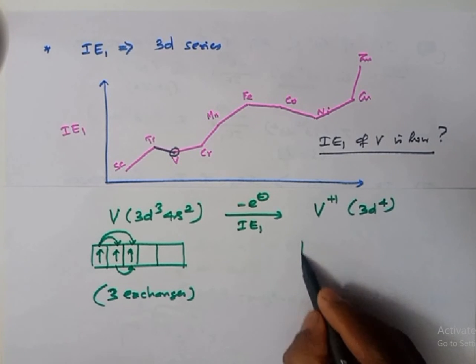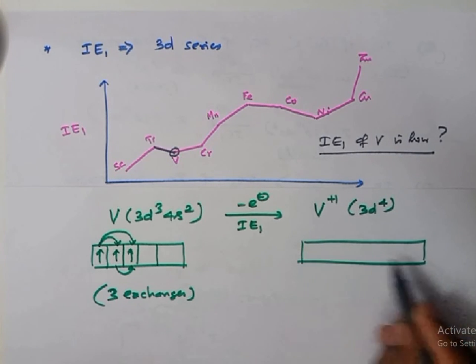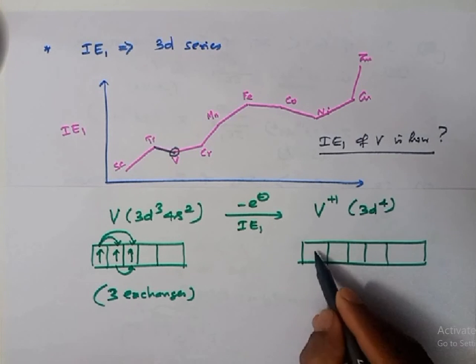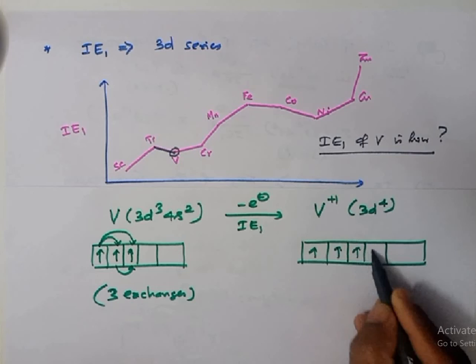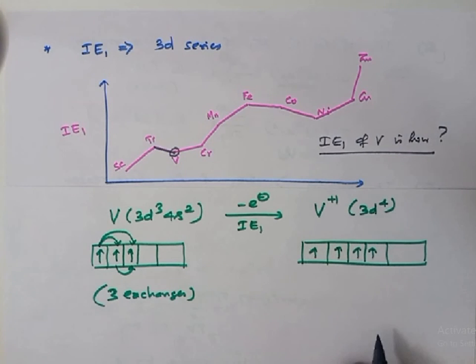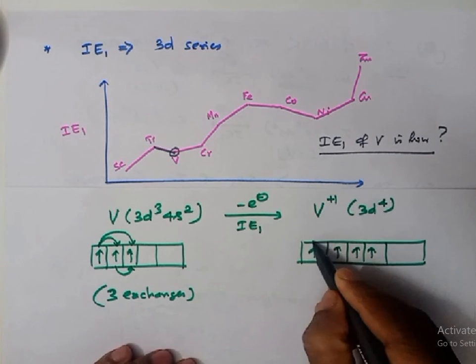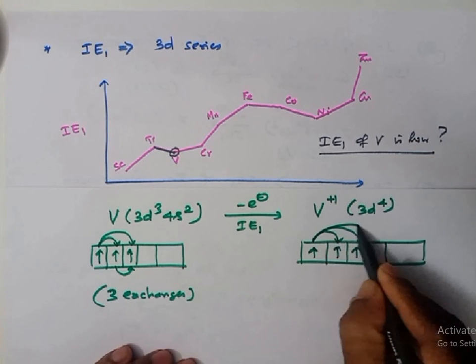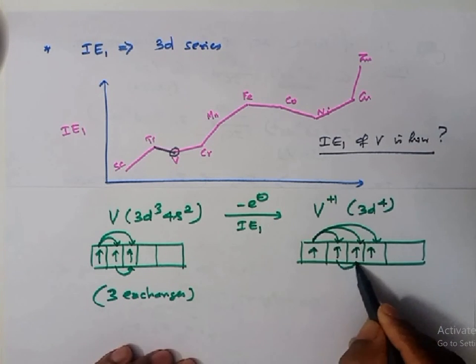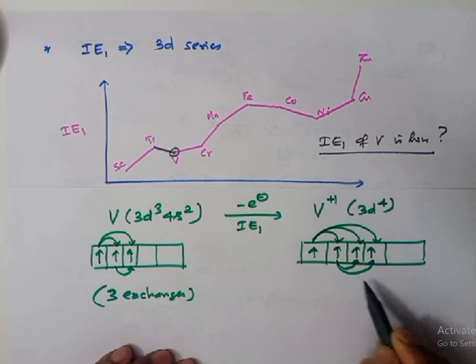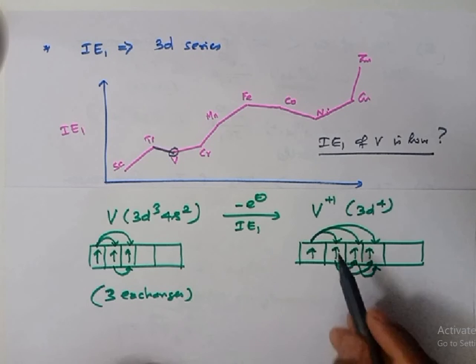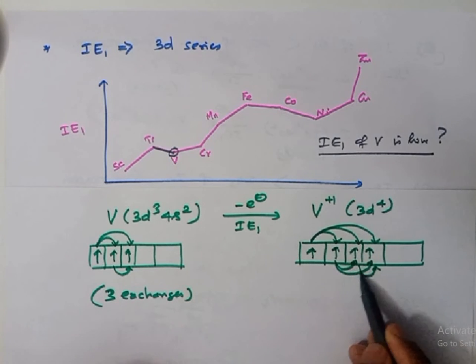Now the d subshell, students, observe carefully. It has 5 orbitals, and we have 4 unpaired electrons. I'll put 4 electrons with the same spin like this. Now see, this electron can be exchanged with this, this electron with this. We can exchange these two, this with this, this with this, and this with this. How many exchanges are possible? Here we have 3, 4, 5, 6. So 6 exchanges are possible.